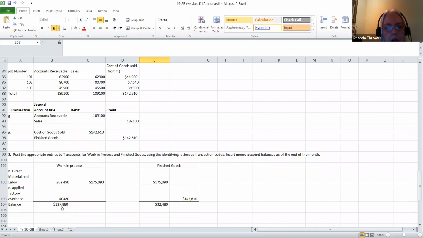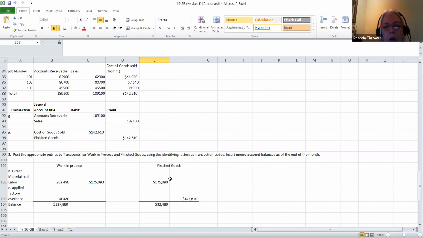In part two, they just wanted you to balance the work in process account. So add your debits, subtract your credit, and your remaining balance is $127,850, which represents your unfinished jobs. You're still going to be working on these next period.